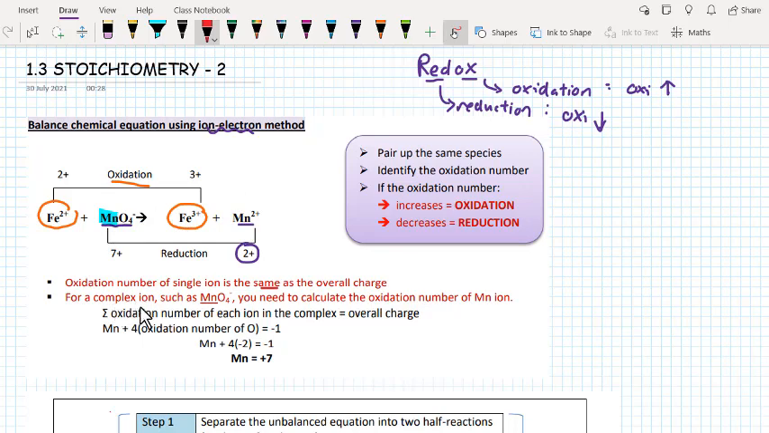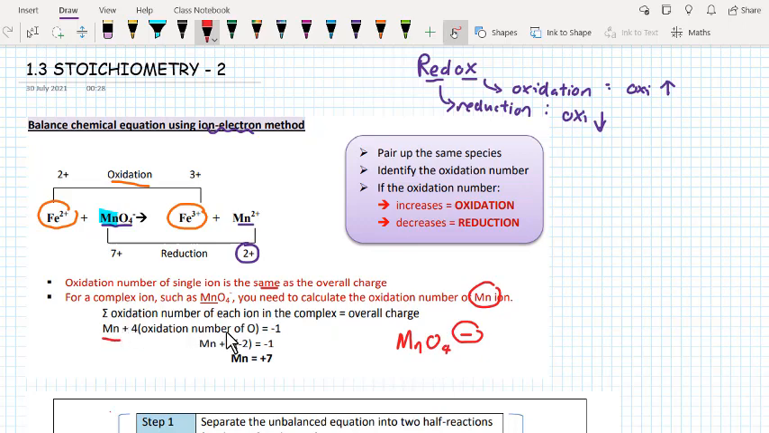But for a complex ion such as MnO4-, you need to calculate the oxidation number of Mn to see whether the oxidation number has increased or decreased. The way of finding the oxidation number is very easy. We put Mn as the unknown, plus 4 atoms of oxygen, so 4 times the oxidation number of oxygen, equals the overall charge of -1. If you look at the complex ion MnO4-, this -1 refers to the whole complex, so it is the charge for the whole complex.